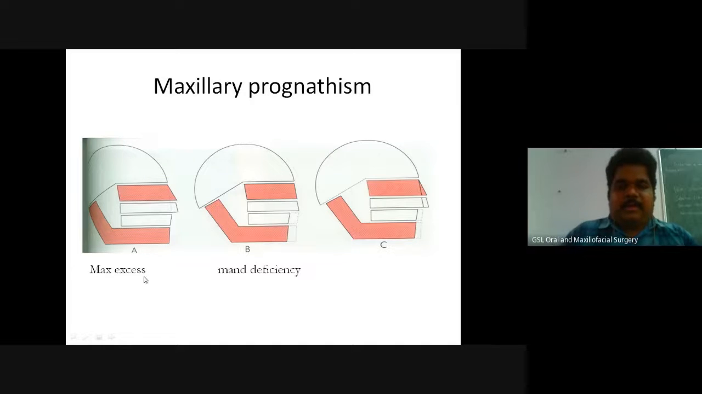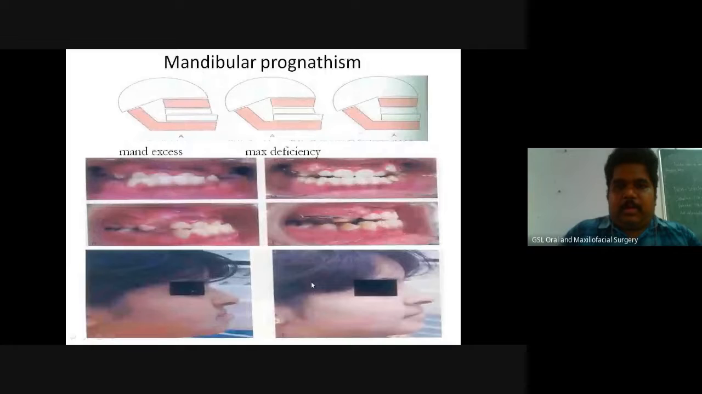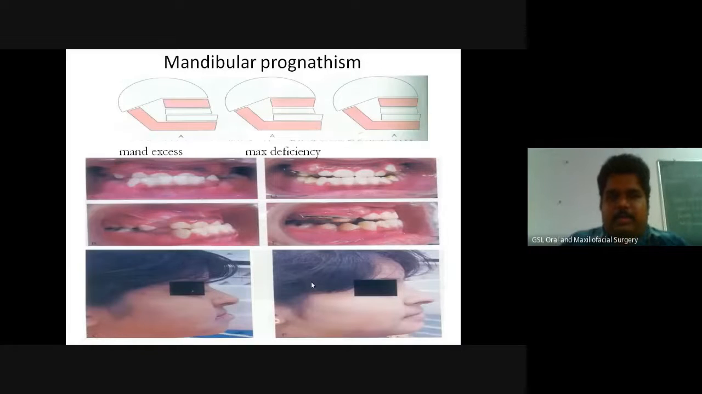So when you're saying maxillary excess, you can see both the dentoalveolar component as well as the skeletal component is more ahead of your mandibular component. At the same time, the prognathism can be because of excessive growth of the maxillary part or deficiency in the mandibular part, so you can anticipate both in the same scenario. Coming to mandibular prognathism, you can see the diagram. Prognathism can be because of deficiency of the maxilla or excess growth of the mandible. You can see the clear-cut clinical signs here.